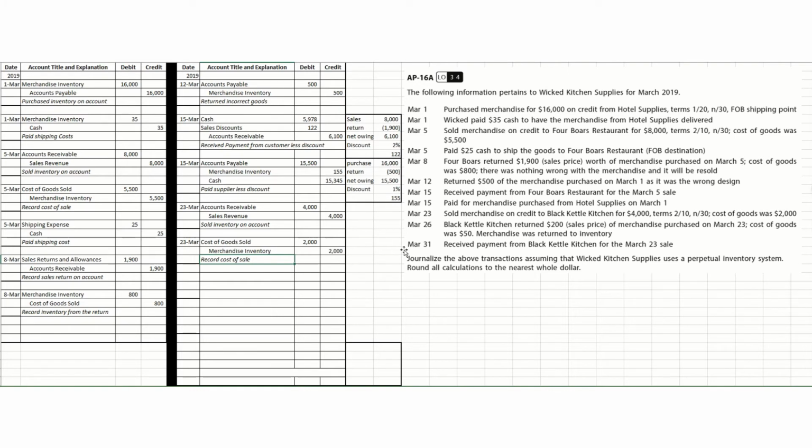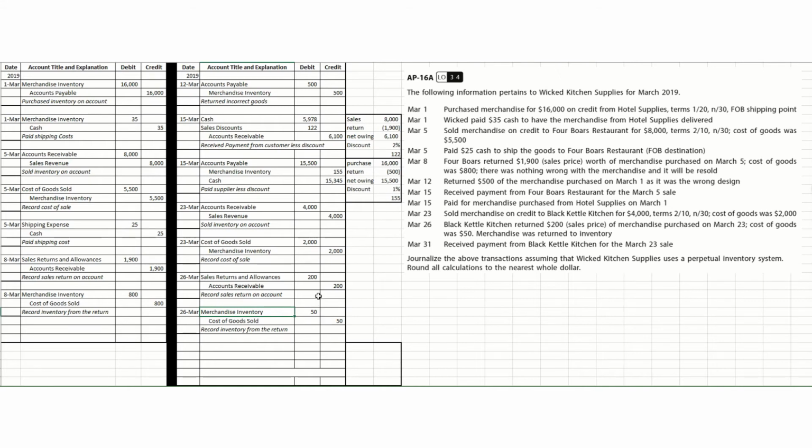March 26th, Black Kettle Kitchen returned $200 sales price of merchandise purchased, and the cost of goods sold was $50, and the merchandise was returned to inventory. So similar to the other situation, we need to debit sales returns and allowances for $200 with a reduction to AR, a credit for $200. And we need to return the items back to inventory. Their cost was $50, so it's a credit to cost of goods sold to reduce those items, with a debit back to inventory to add them back available for sale.